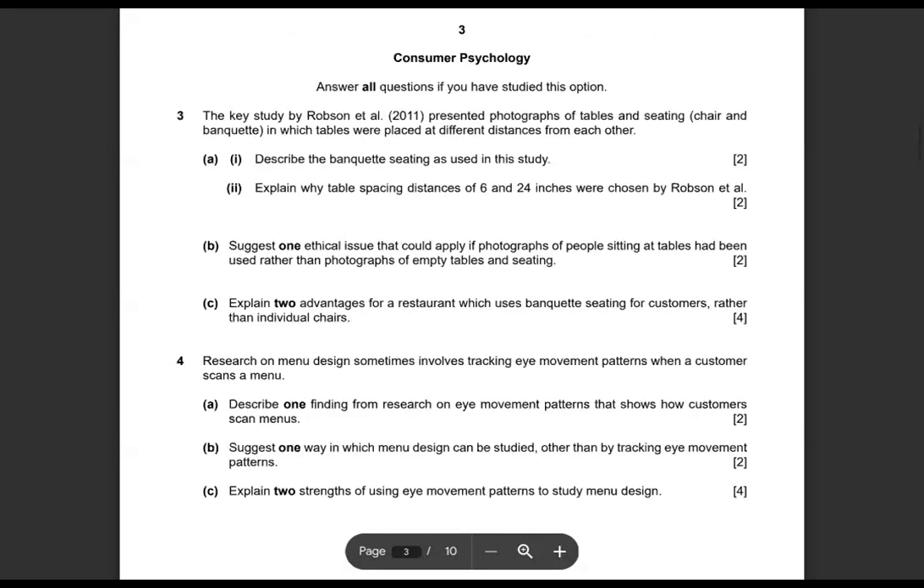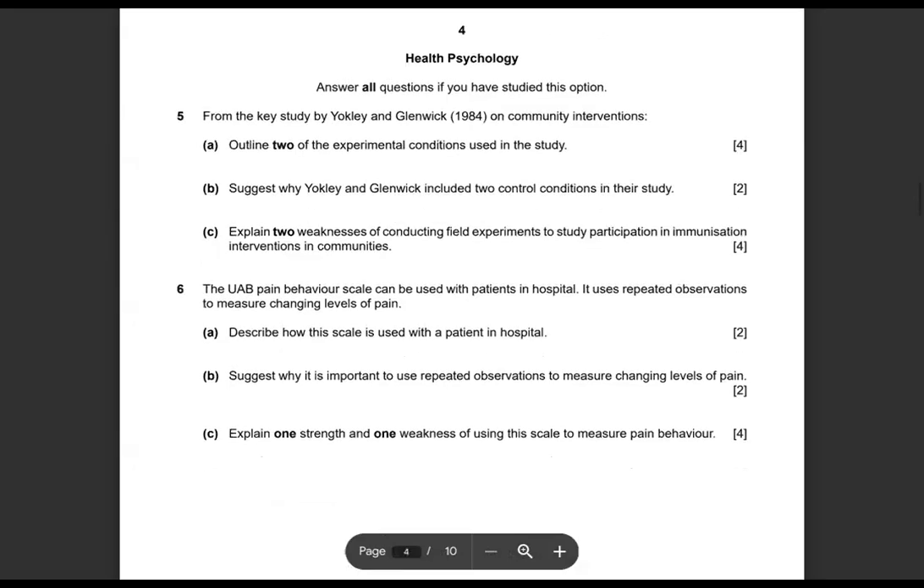Let's briefly go over the two questions for health. Again, a question on the key study by Yockley and Glenwick from adherence. Outline the two experimental conditions. So now they're talking about the experimental and control conditions over here, which is again also a research method concept that you're supposed to know really well.